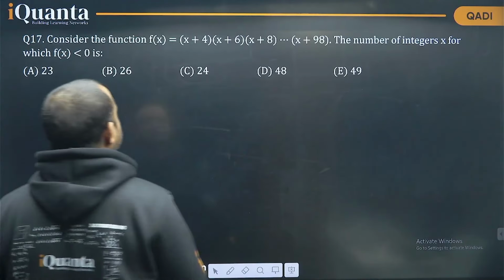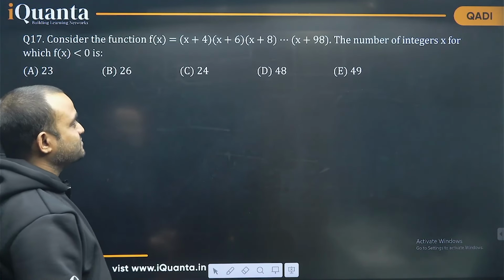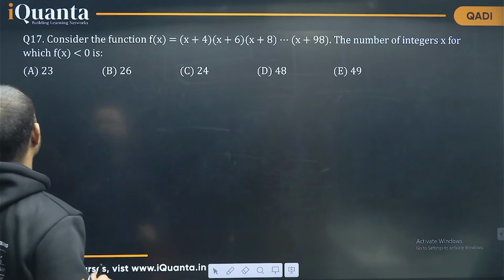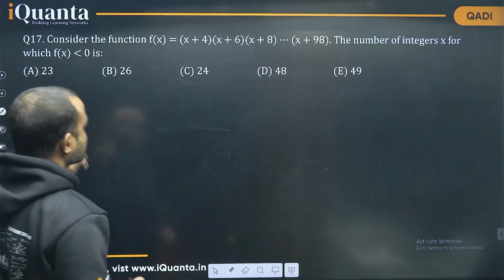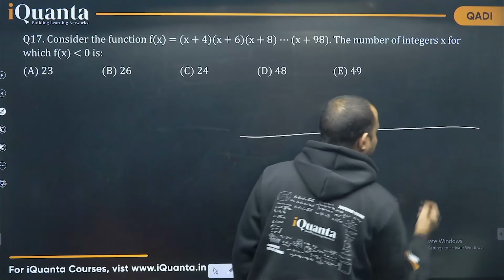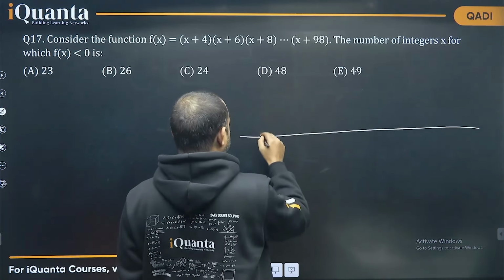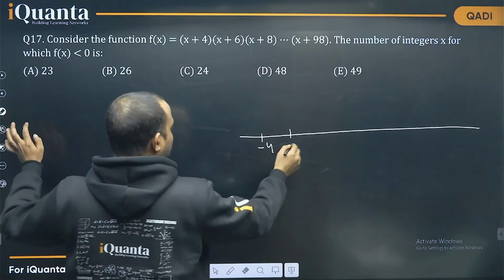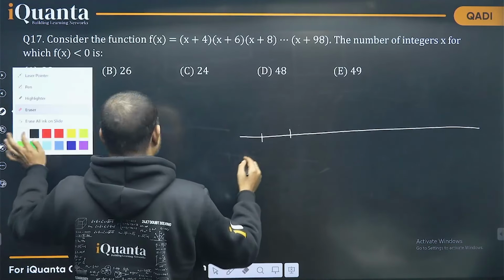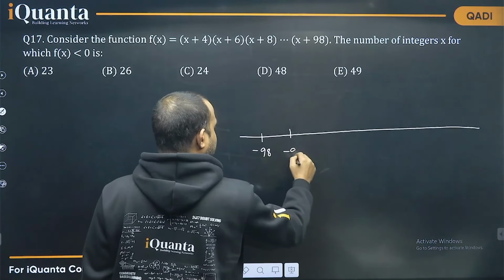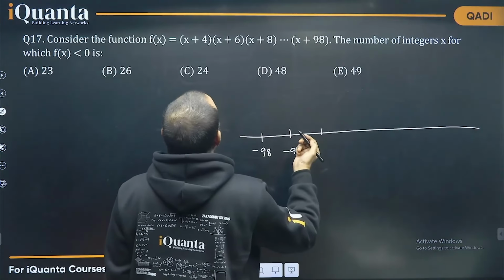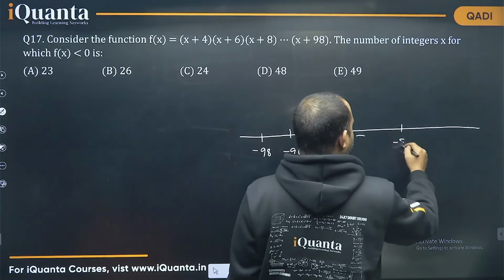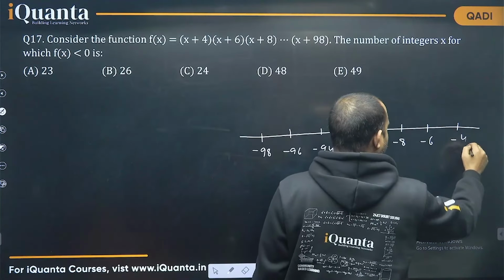Consider the function f(x) is equal to (x plus 4) into (x plus 6) into (x plus 8) and so on till (x plus 98). The number of integers x for which f(x) is less than 0. So first of all, let's try to understand it on number line. We have critical points minus 98, minus 96. It's a gap of 2, right? So minus 94 and so on, and then we have minus 8, minus 6, minus 4, like this.